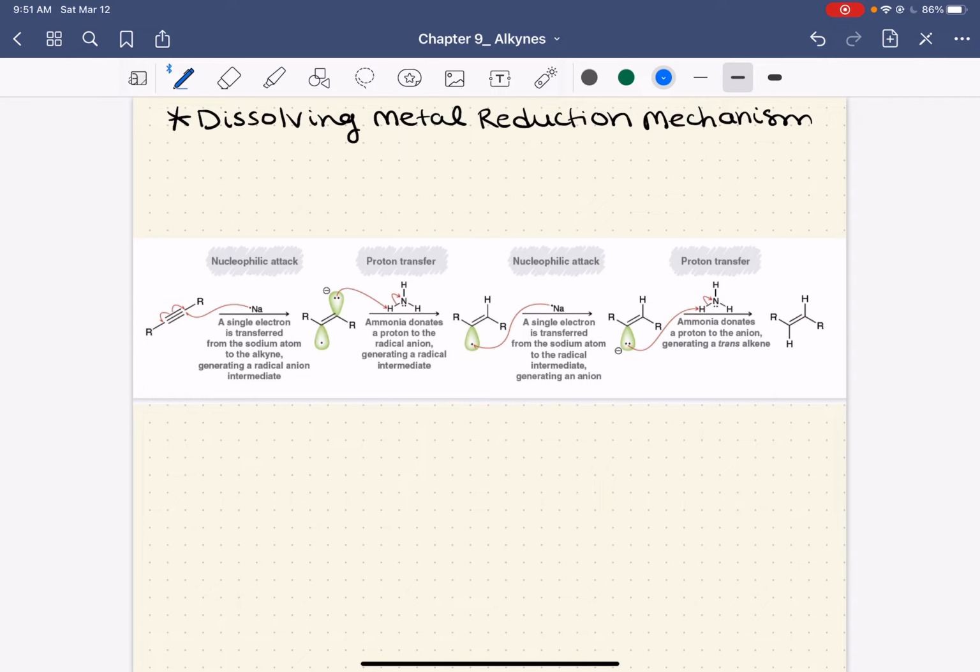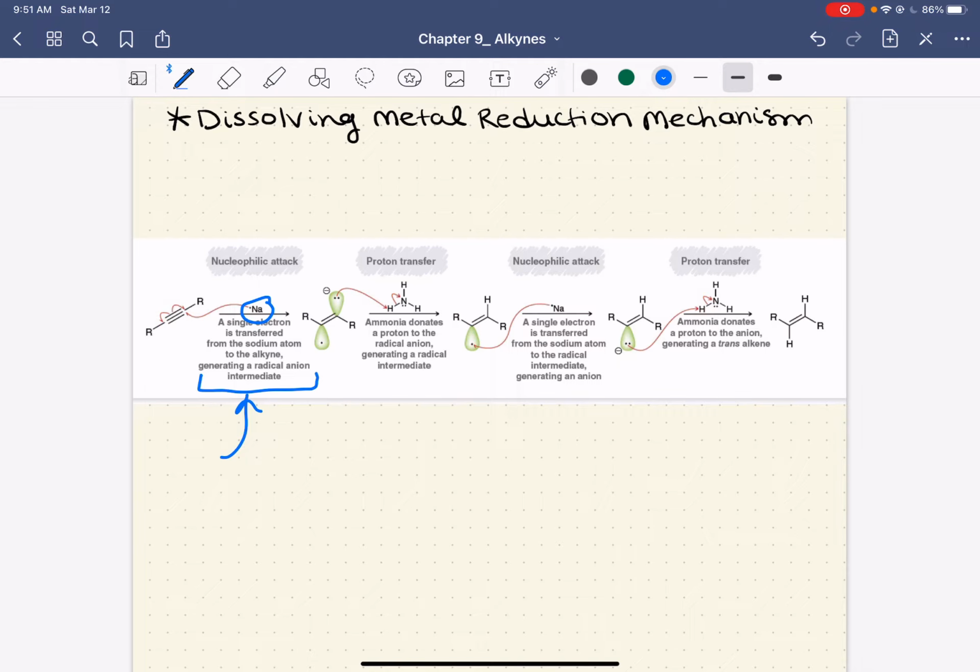It's interesting that we can take a triple bond and, treating it with just sodium and liquid ammonia, take it from a triple bond to a trans alkene, a trans double bond. Now in the first step of this mechanism, a single electron is transferred from the sodium atom to the alkyne, and this is going to generate a radical anion intermediate. We're not going to worry so much about this terminology because in the next chapter, chapter 10, we're going to talk all about radicals and what they are.